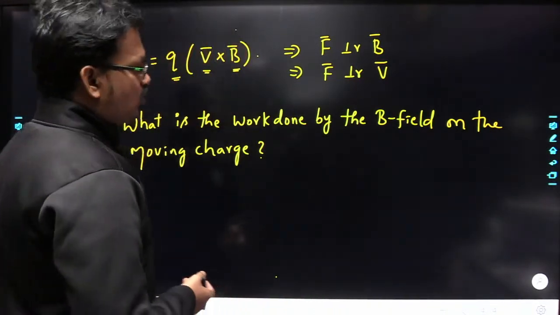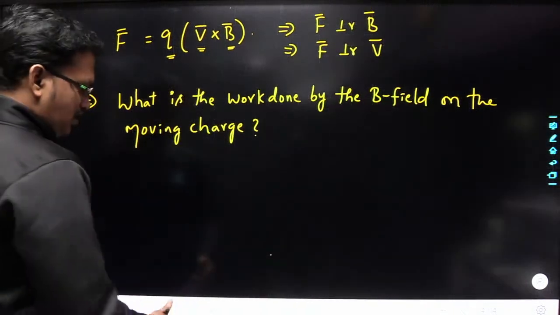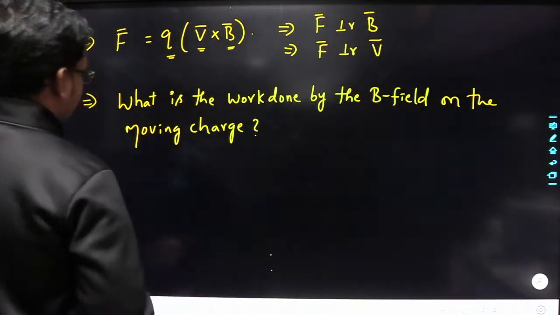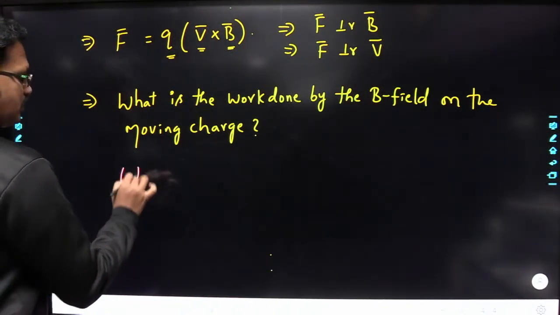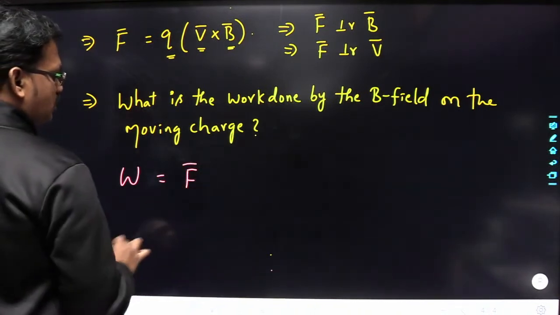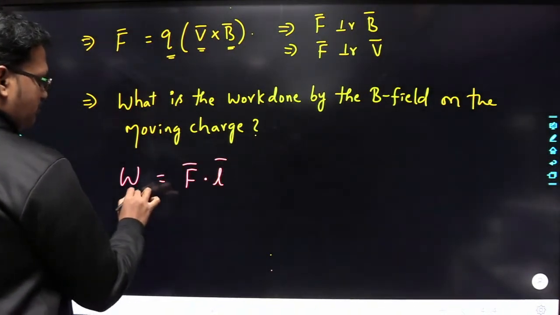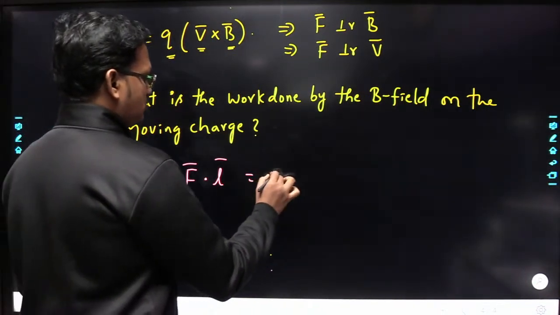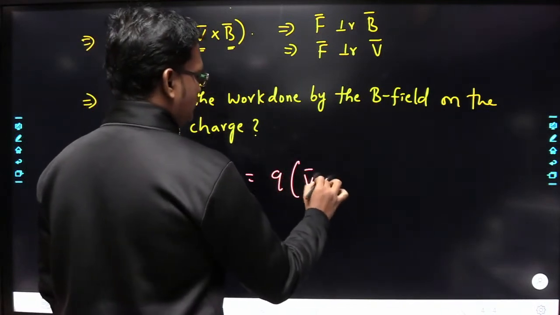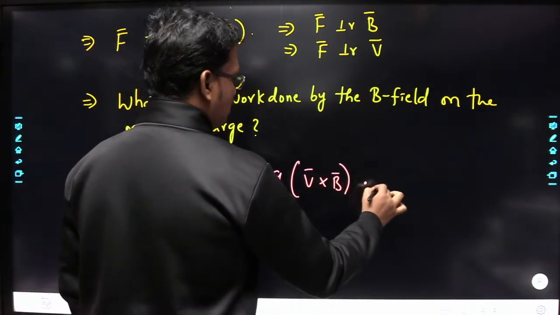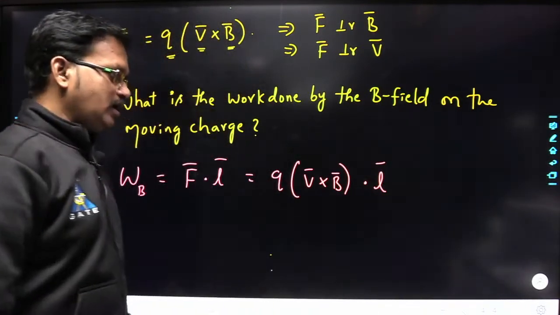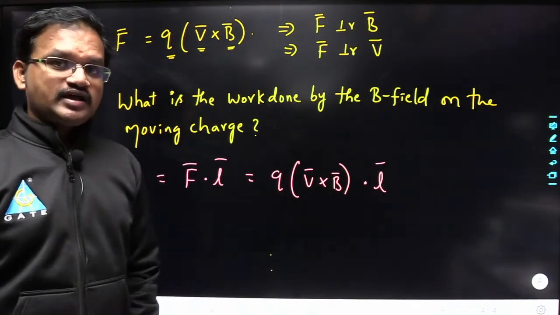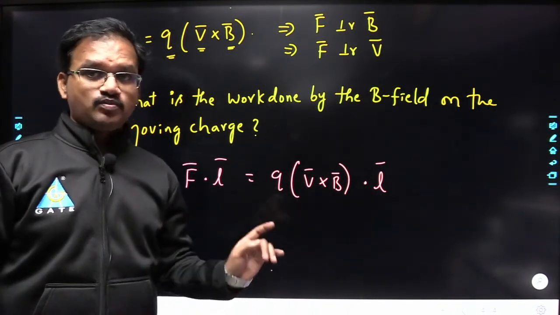Okay, see here. Work done is nothing but force dot displacement. Yes or no? So work done by the B field is equal to force dot displacement. That is equal to F bar, which is nothing but Q into V bar cross B bar, dot L bar. Now here the velocity and the displacement direction both must be same or not?